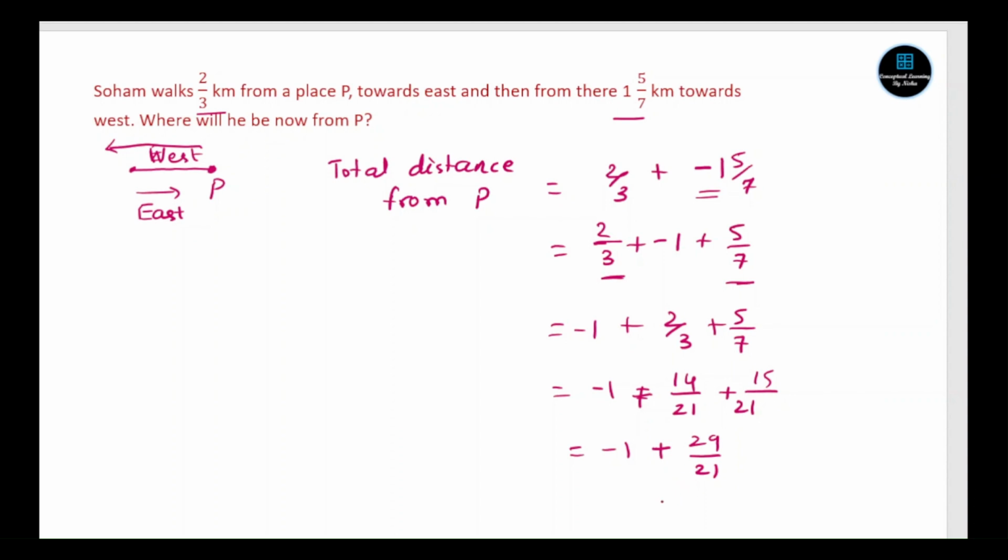And I can write this as -1 plus, now 21 ones are 8 and 21, right? Now -1 plus 1 is 0. So I can write this as 8/21 kilometer. Alright. So this point is now 8/21 kilometer apart. So you have to write the final answer in statement form. Perfect.